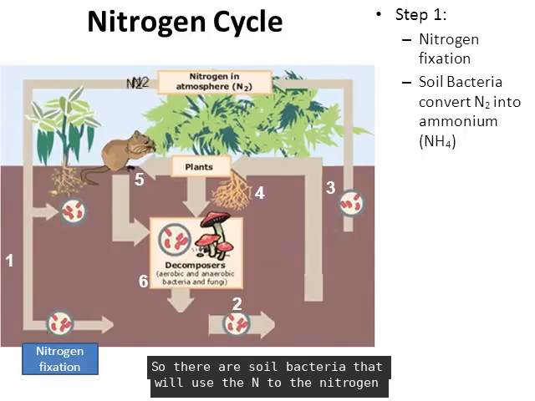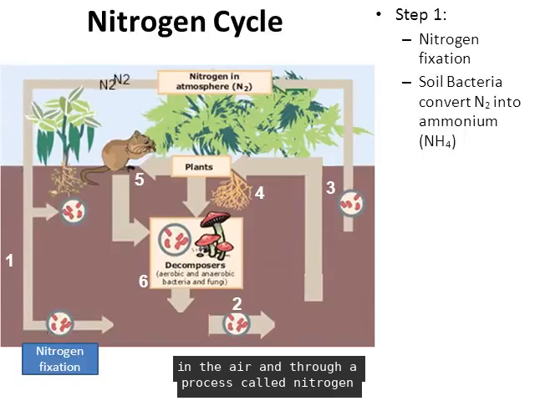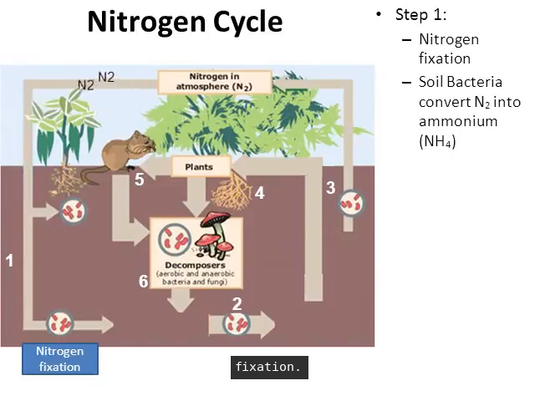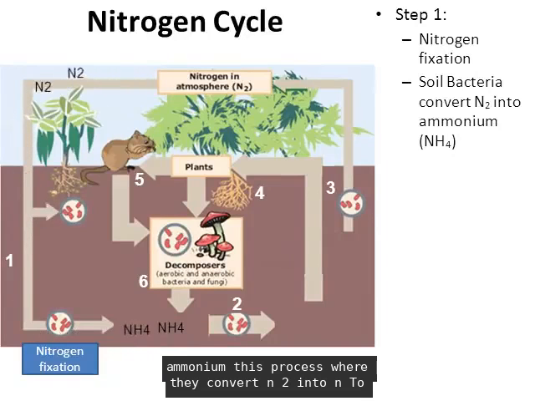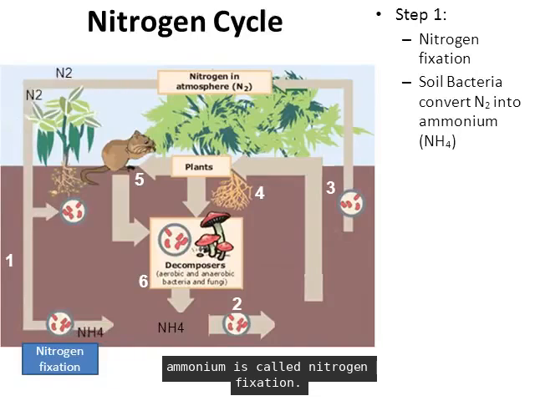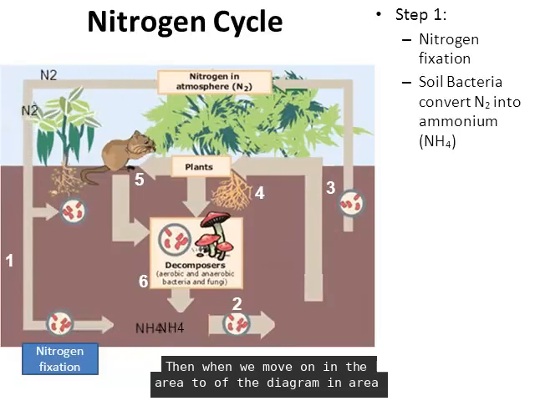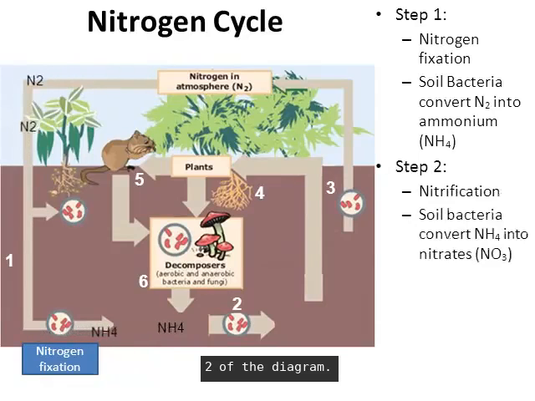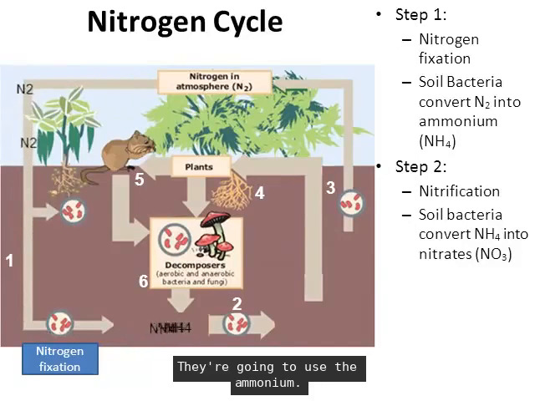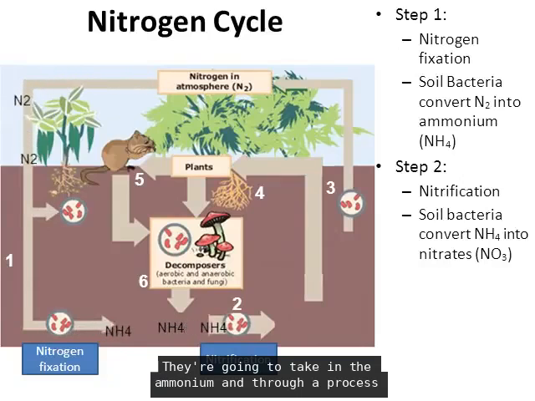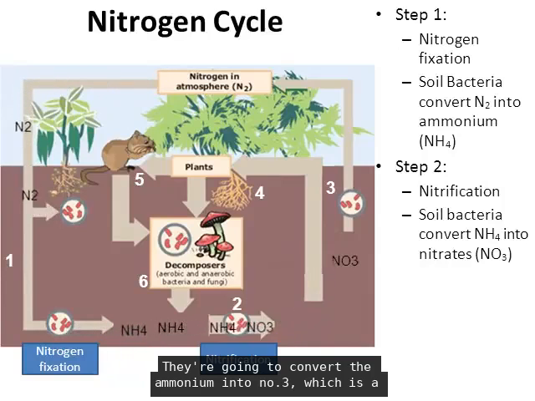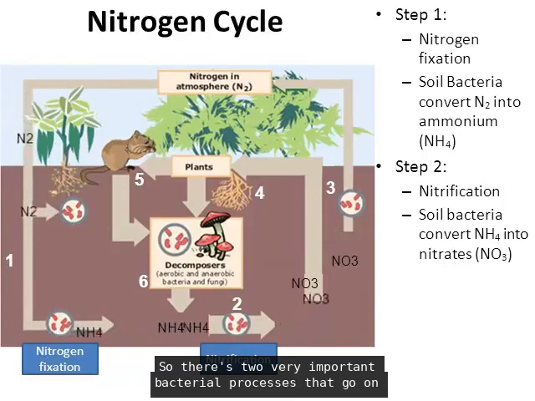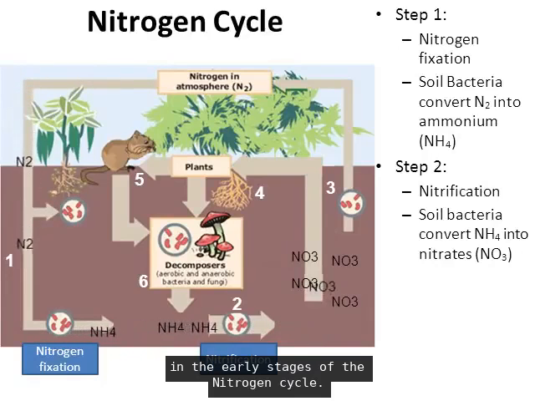So there are soil bacteria that will use the N2, the nitrogen in the air, and through a process called nitrogen fixation, they will convert the N2 into NH4, which is called ammonium. This process where they convert N2 into ammonium is called nitrogen fixation. Then when we move on into area 2 of the diagram, there's another type of soil bacteria. They're going to take in the ammonium and through a process called nitrification, they're going to convert the ammonium into NO3, which is a molecule called nitrates. So there's two very important bacteria processes that go on in the early stages of the nitrogen cycle.